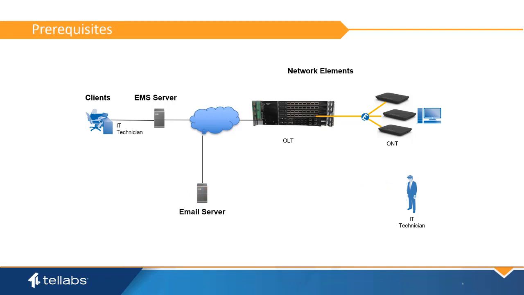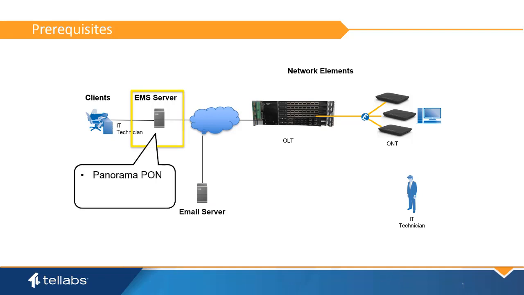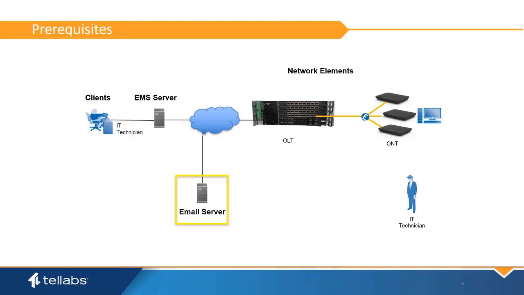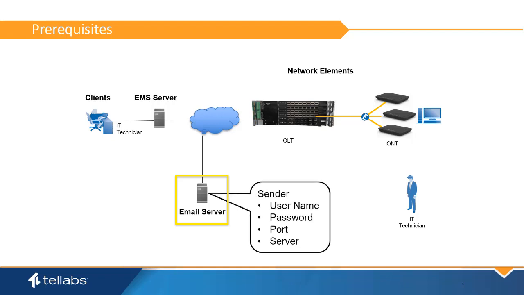In order for the email utility to work properly, the EMS server must meet the following requirements. First, Panorama PON must be installed and operational on the server. Also, the Alarm Monitor client needs to be installed. The Alarm Monitor utilizes a secure TLS SMTP client and will only connect to a secure SMTP server using TLS. Because of this, a valid SMTP username, password, port, and server are required for configuring the sender.